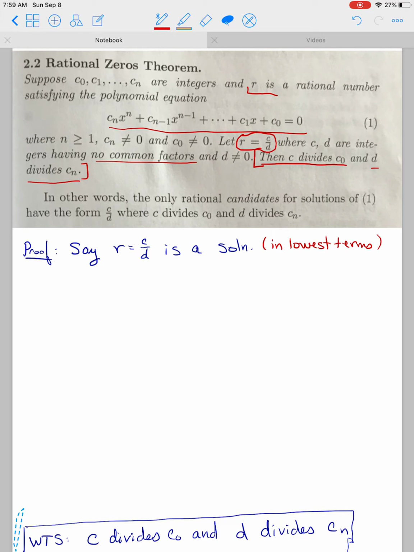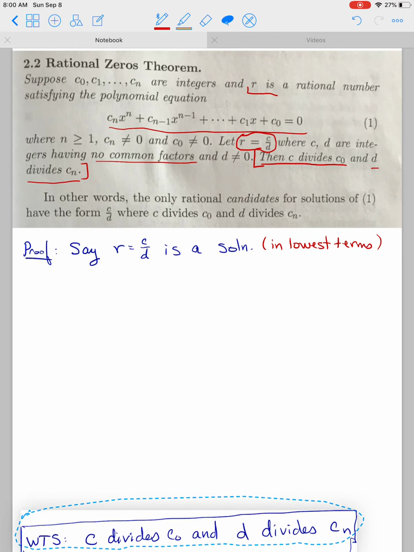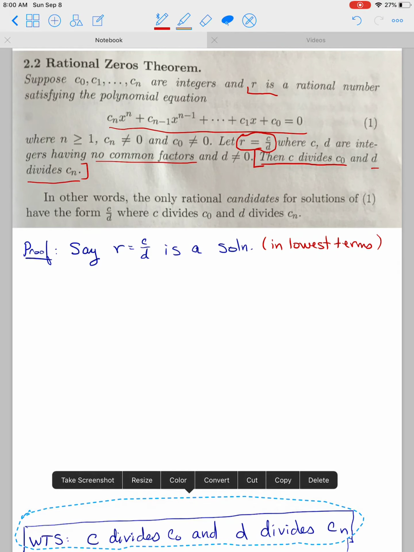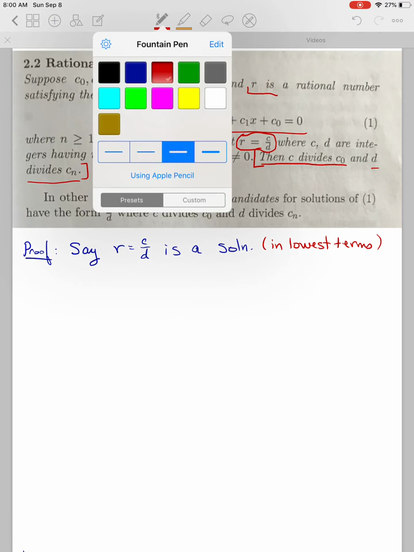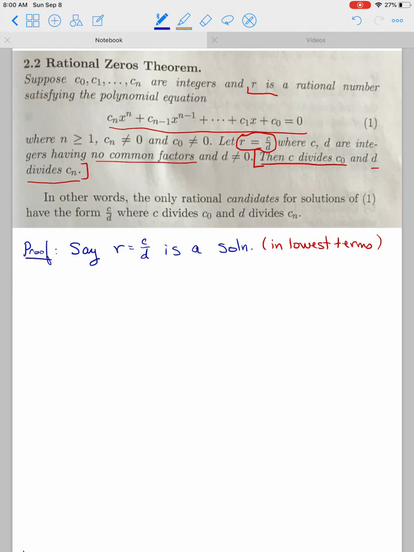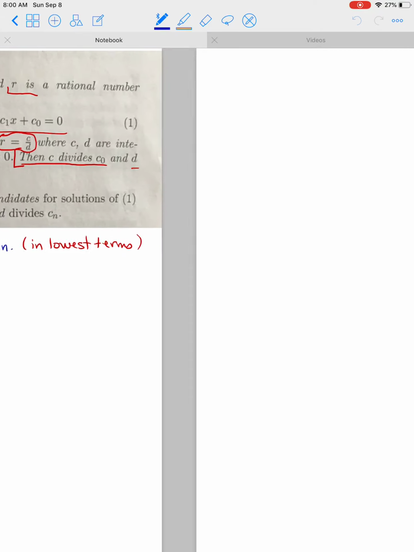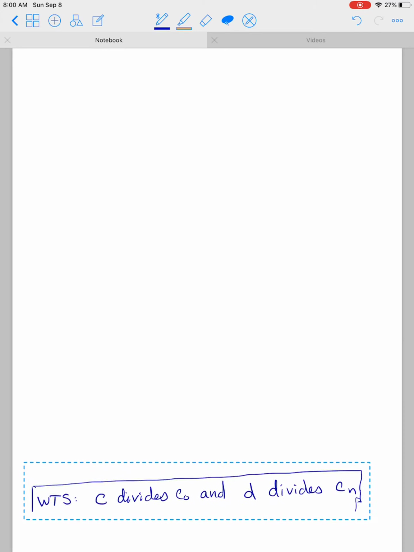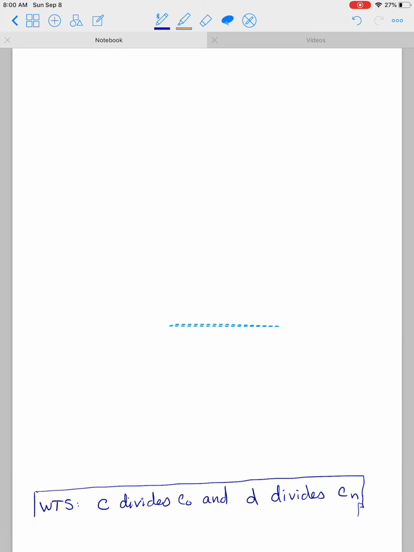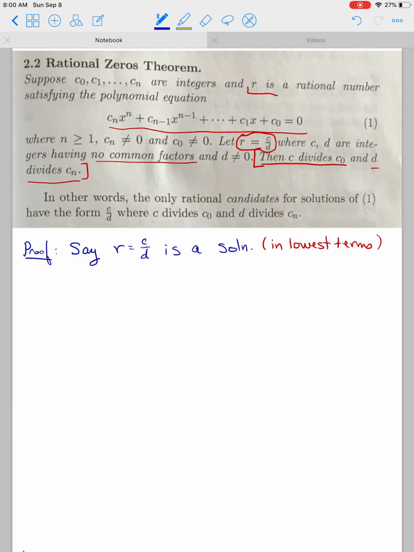Right? So let me just encircle this and just copy it, because we're gonna need that probably later on in the proof. Right? And so let's just sort of see what we have. We know where we're going. We can maybe even put that down here if we want. If we go to the next page, so we know that c over d is a solution.